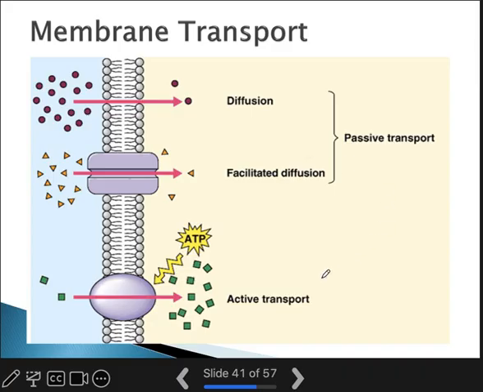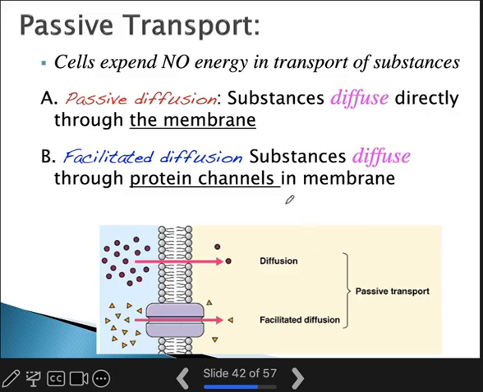And then last but not least, if the cell affords some energy, in this case ATP, adenosine triphosphate, which is produced from the breakdown of organic molecules, so the cell is expending energy here, we're going to see the movement of substances is defined by the energy investment by the cell. So this would be an example of active transport. Okay, so let's go back to passive.